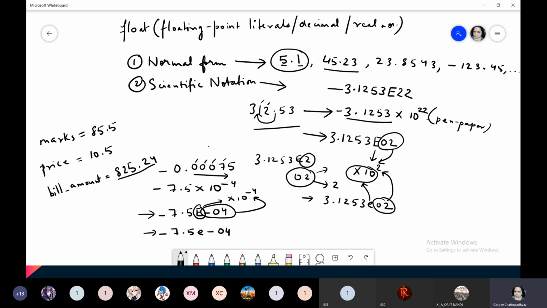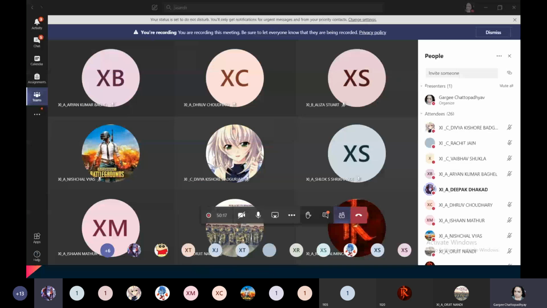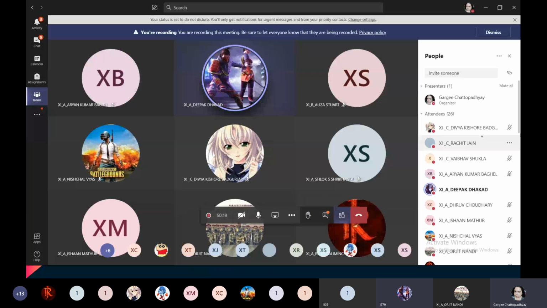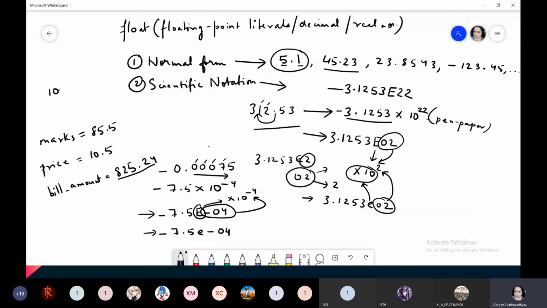Ma'am, if we have 10 to the power 1, then will we write only 1E1? What you are saying, 10 to the power 1? Okay, so see now, 10 to the power 1 is a simple value.